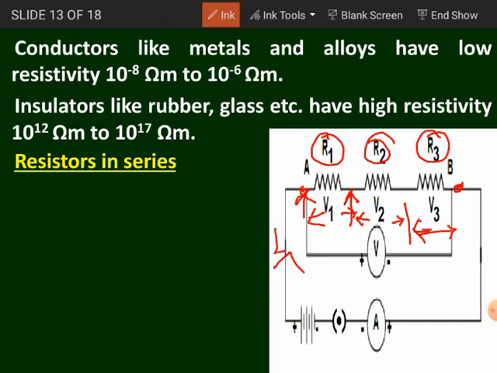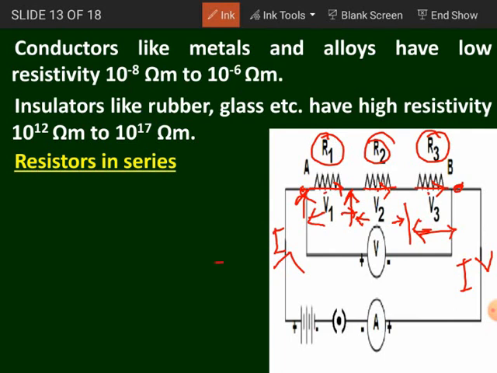Let the current flowing here be denoted by I. The special property in the case of series connection of resistors is that the same current flows across R1, across R2, across R3. Same current will be flowing, even though the opposition offered by them is different. If they are connected in series, the current flowing through them will be of the same value. If 1 ampere is flowing here, then 1 ampere must also be flowing here. That is the first special property.